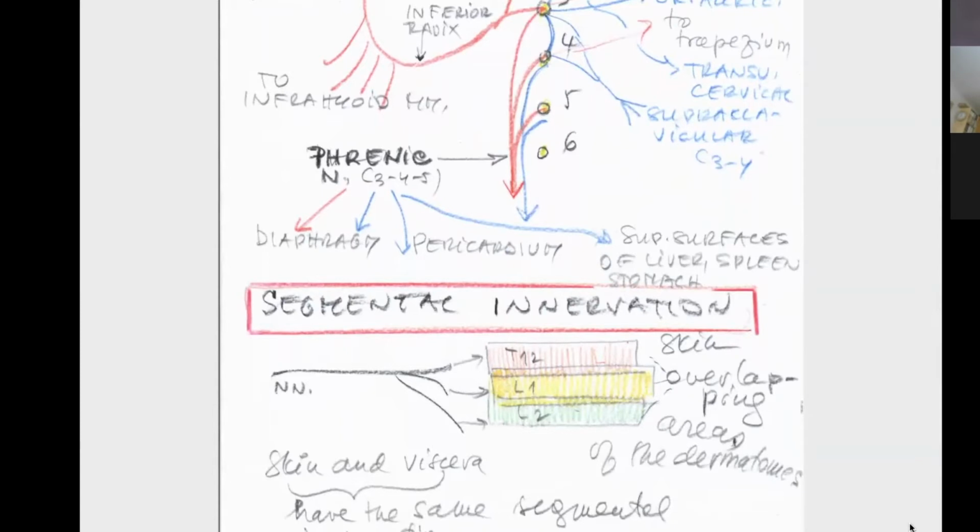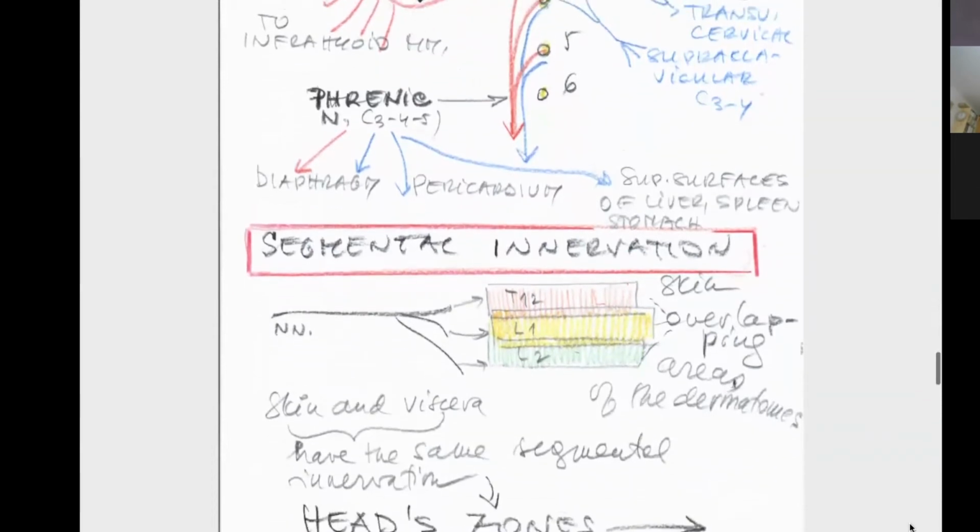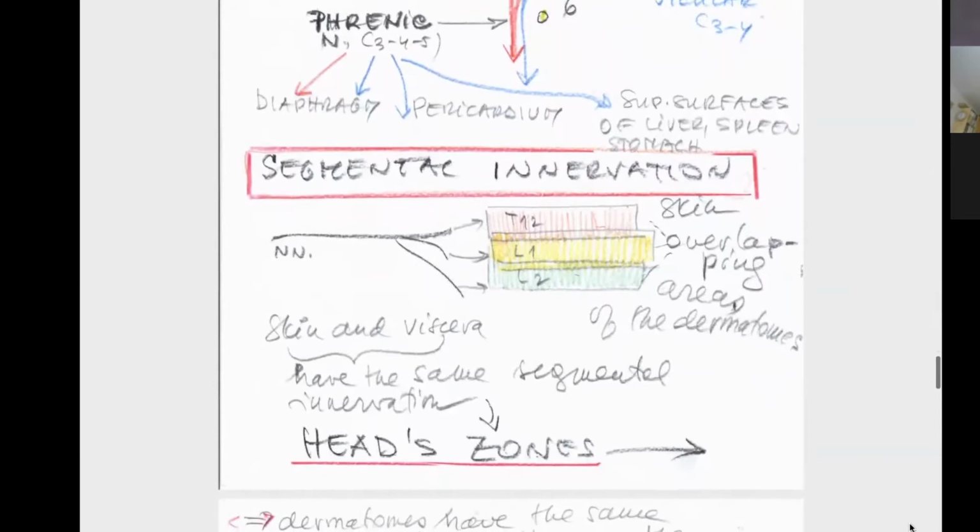We can go to the segmental innervation. We see that the nerves innervate, when we go from left to right, different segments. For example, T12, L1, L2. Doesn't matter which example or which type of segments we will see. And these are dermatomes of the skin, and we see also the overlapping areas of the dermatomes.